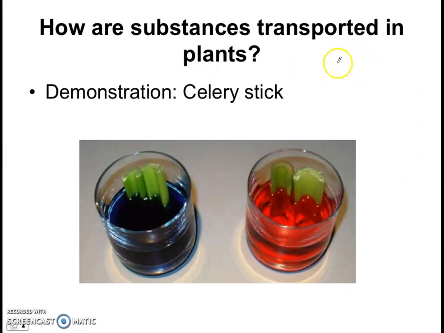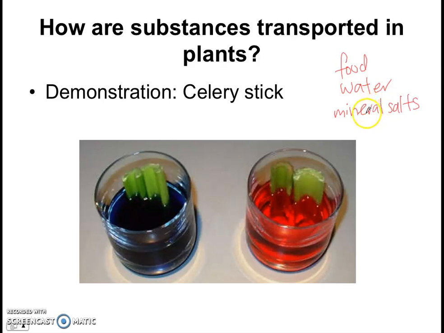So we have seen that plants transport food, they transport water, and they also transport mineral salts. But how are these substances transported in plants? I mean, just as buildings have pipes and drains to transport water, what kind of system, what kind of structures do plants have to transport food, water, and mineral salts?